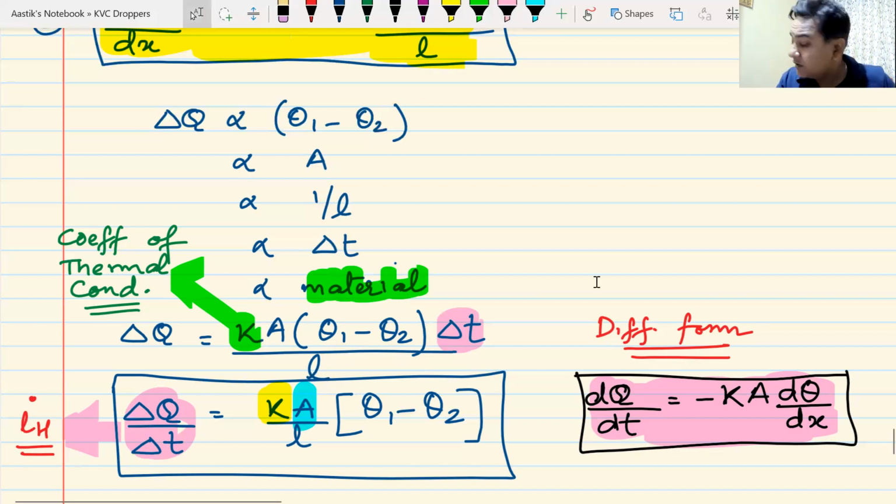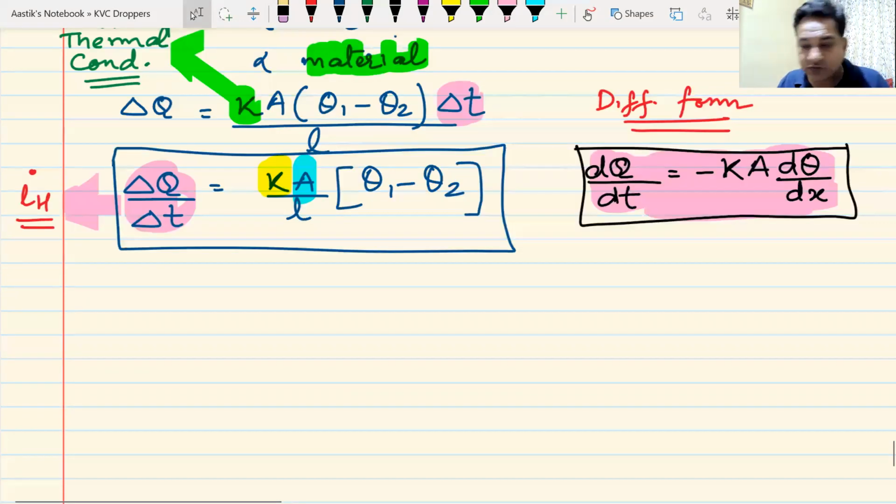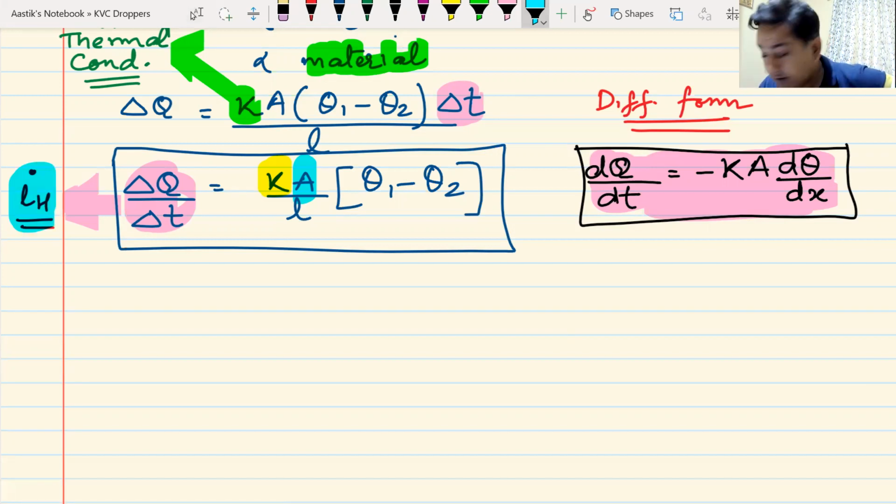Since I've used I_H, thermal current, heat current, I must also try to write it in the form of current.